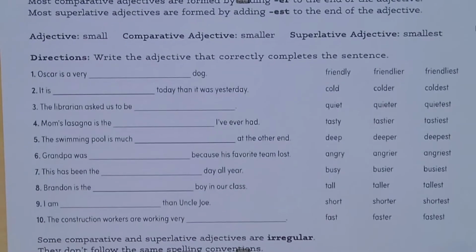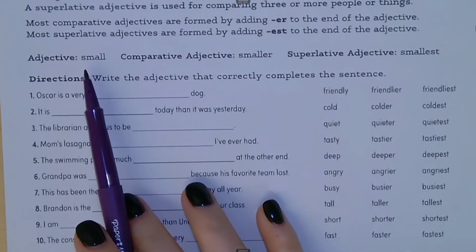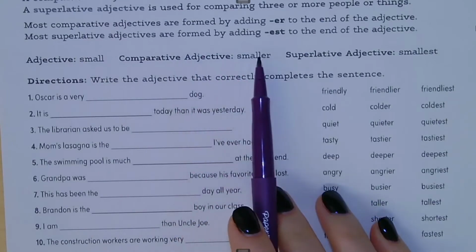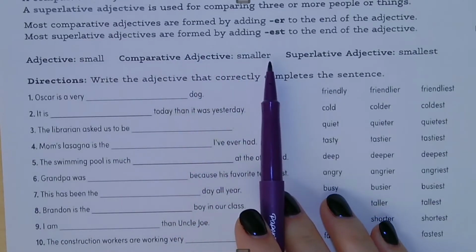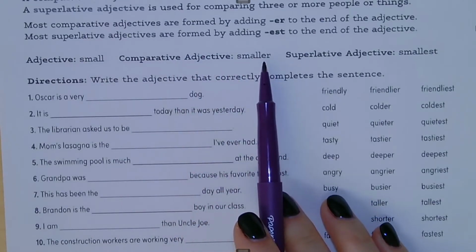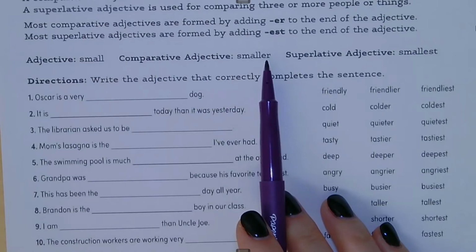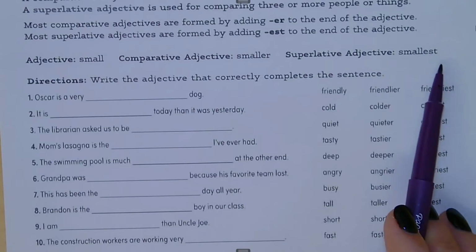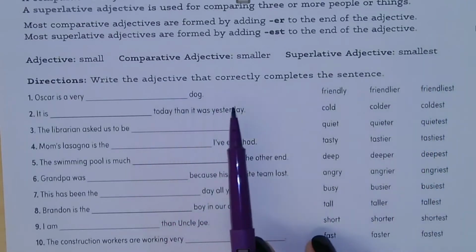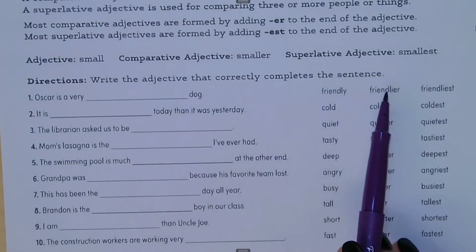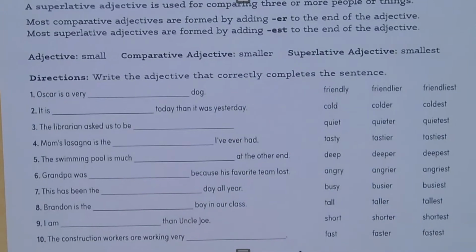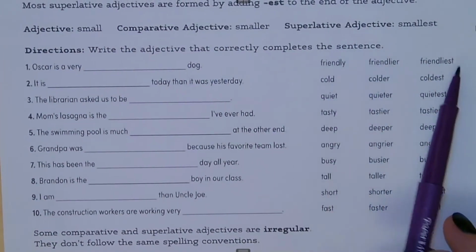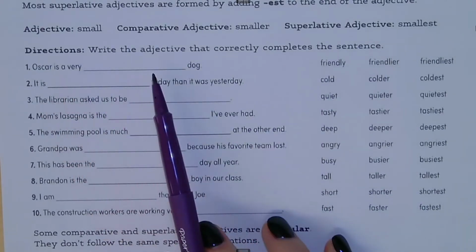Okay. For example, if the adjective is small and we're comparing two things, the comparative adjective would be smaller. And if we're comparing more than two things, so that would be three or more, the superlative adjective form is smallest. So we're going to write the adjective that correctly completes the sentence. Okay? So we have them listed over here on the right, and we have a sentence.